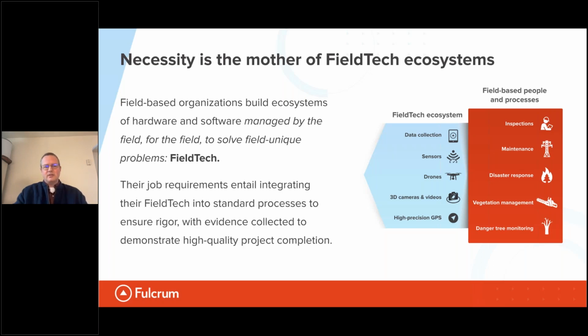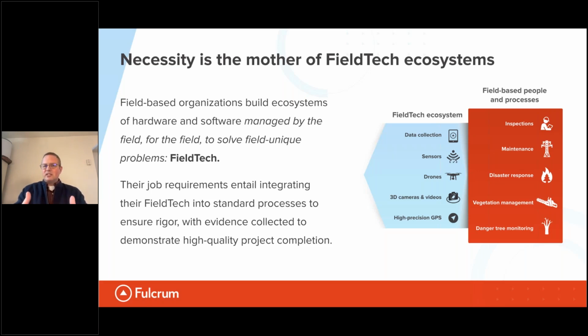by building this field tech ecosystem out. The job requirements that you have, all the things that you see on the right, the inspections, the maintenance, disaster response, all of those things entail integrating field tech into standard processes, right? This has to be repeatable. And these repeatable processes will help you ensure that you've got appropriate rigor for any of the processes that you're engaged in, and that when you are engaged in those processes, you're collecting the evidence necessary to demonstrate that you've got high quality project completion.